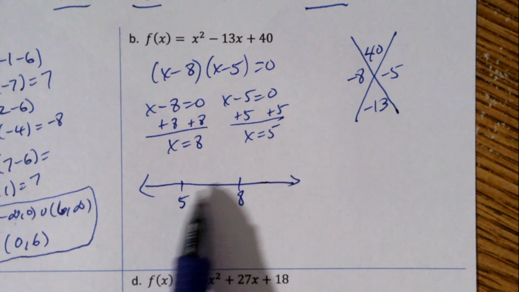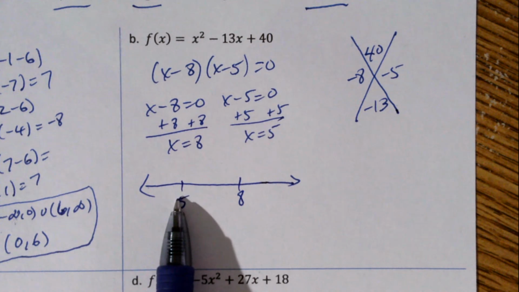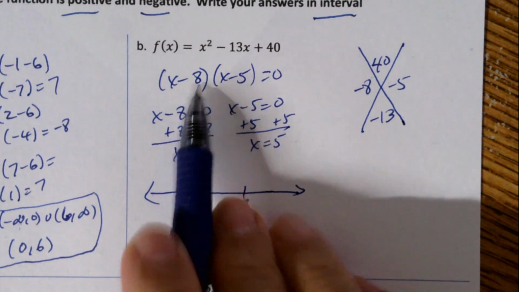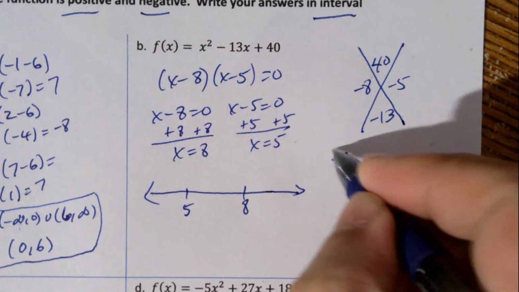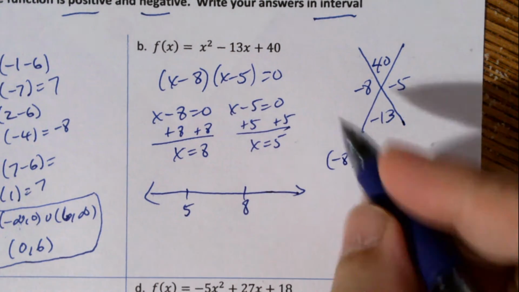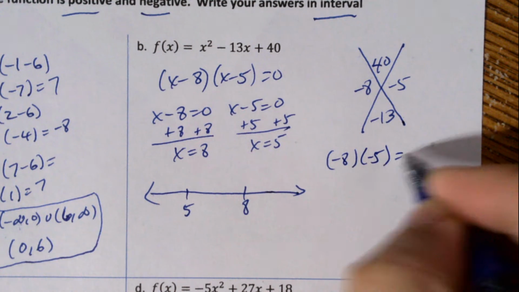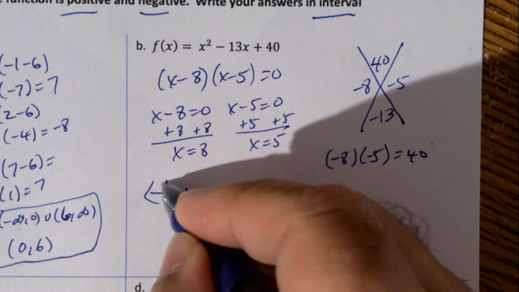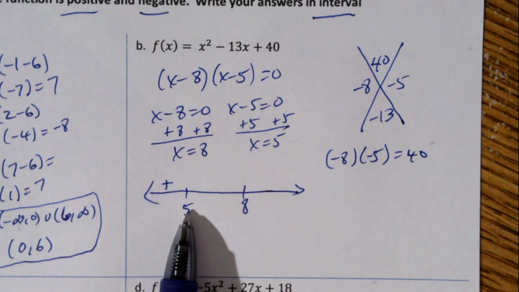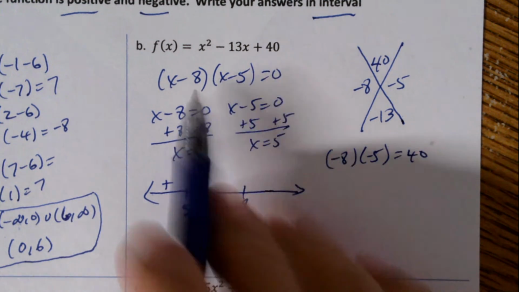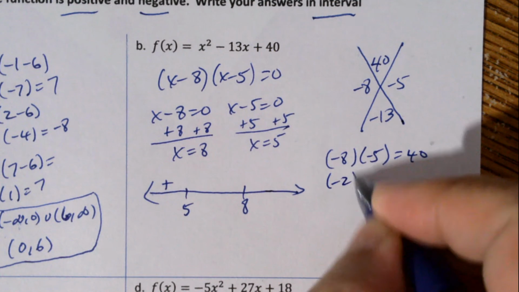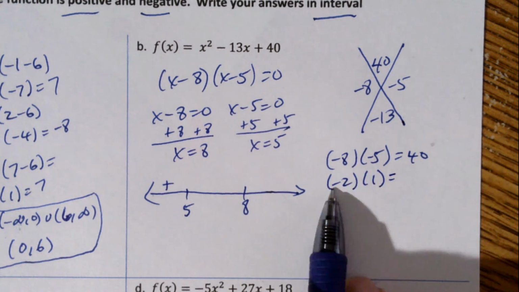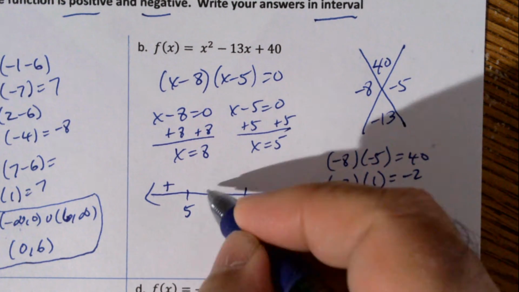Now plug in some numbers. So I'm going to plug in a number left of 5. 0 is a nice number, right? So if I plug 0 into 0 minus 8, that's going to be negative 8. 0 minus 5 is negative 5. And negative 8 times negative 5 is positive 40. So that's positive. Pick a number between 5 and 8, say 6. That's going to be 6 minus 8, which is negative 2, and 6 minus 5, which is 1. Negative 2 times 1 is negative 2, so that's negative in there.